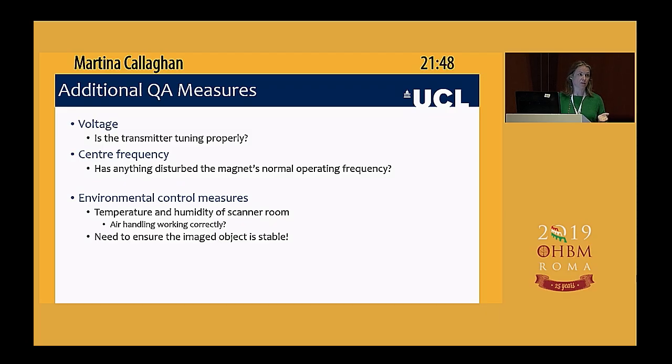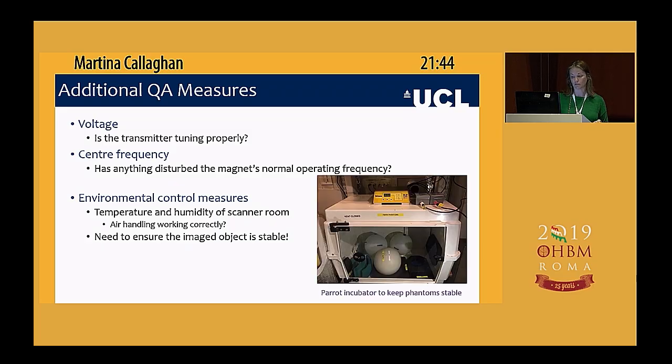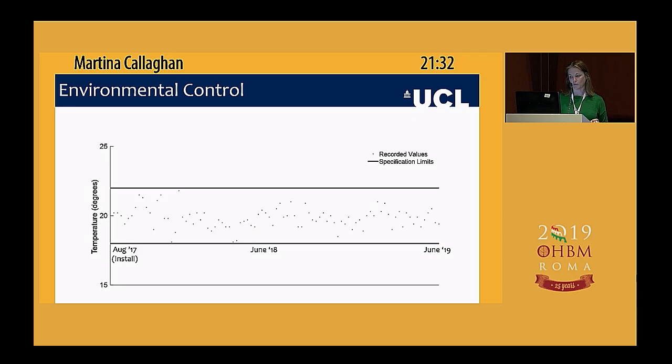So of course then you need to make sure that the imaged object is stable in itself, and for that we use a parrot incubator. We keep our phantoms in here so that they're always at a stable temperature, because the last thing you want to do is track the temperature of the phantom, right? You want to track the temperature of the system. So here are some results then. So we see that the temperature is nicely controlled within the specs of the system, which are 18 to 22 degrees. So that's all good.